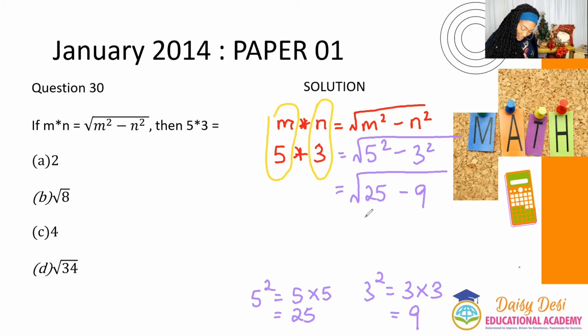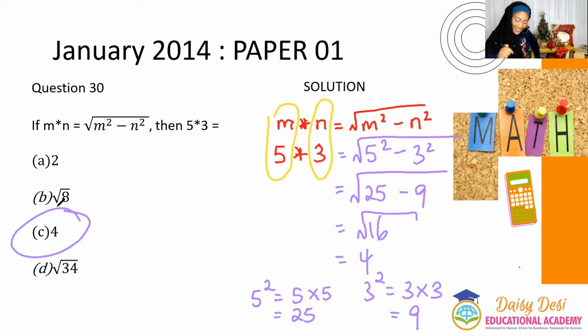So this is equal to the square root of 25 take away 9. 25 take away 9 is 16. The square root of 16 is 4. Moving forward. Okay, next slide.